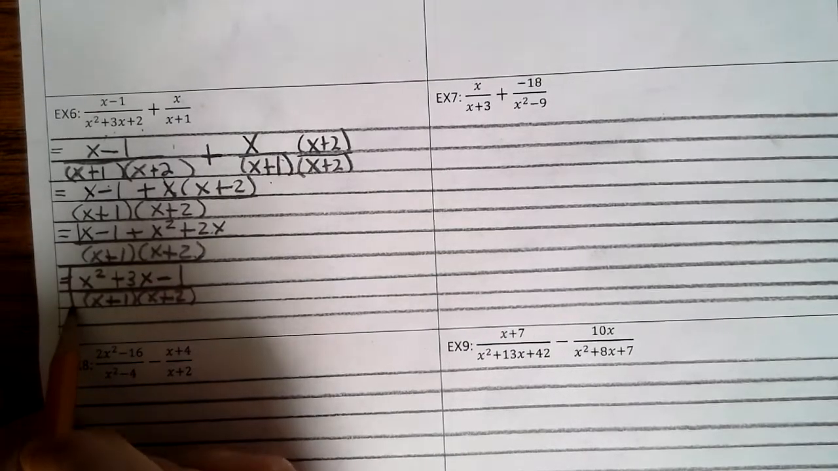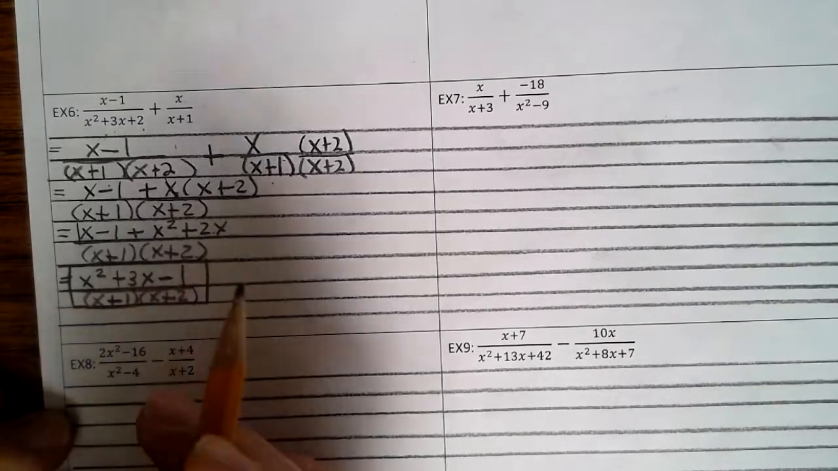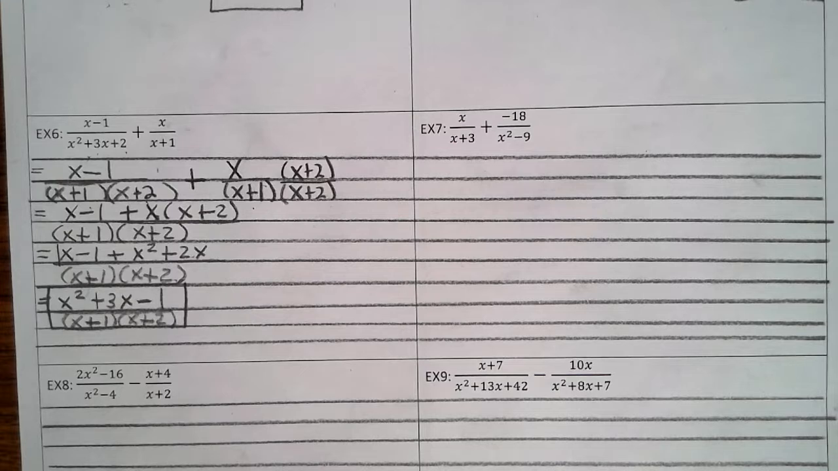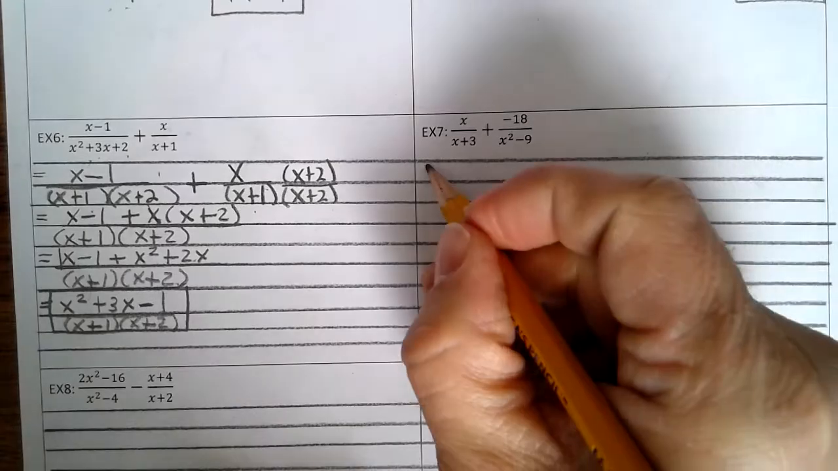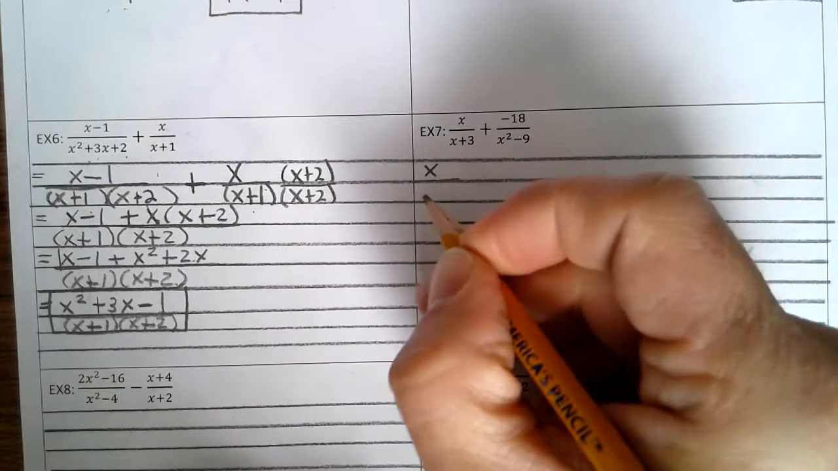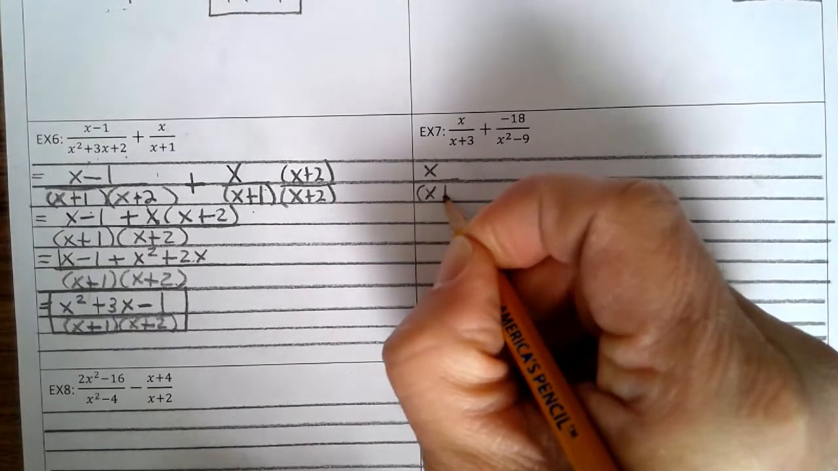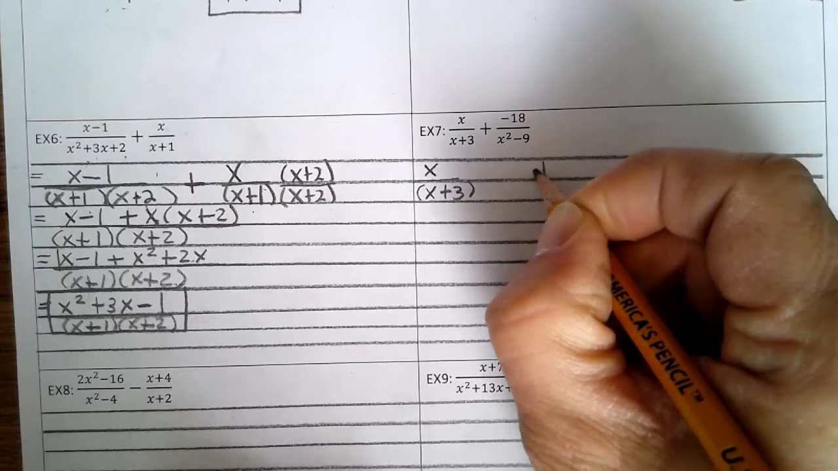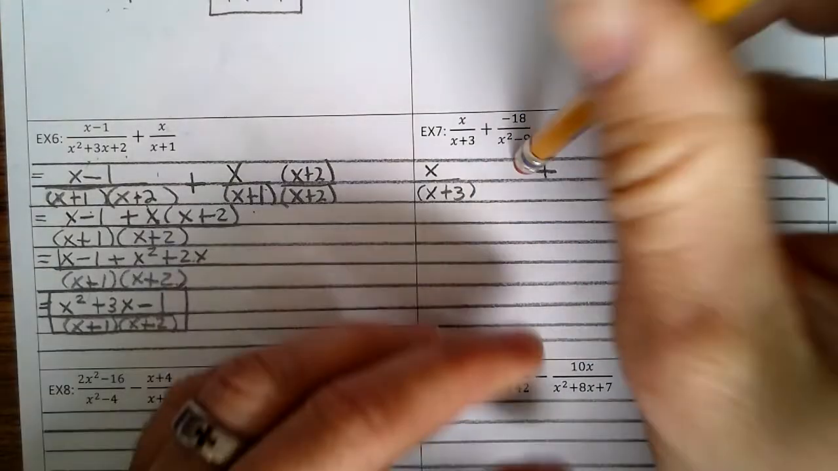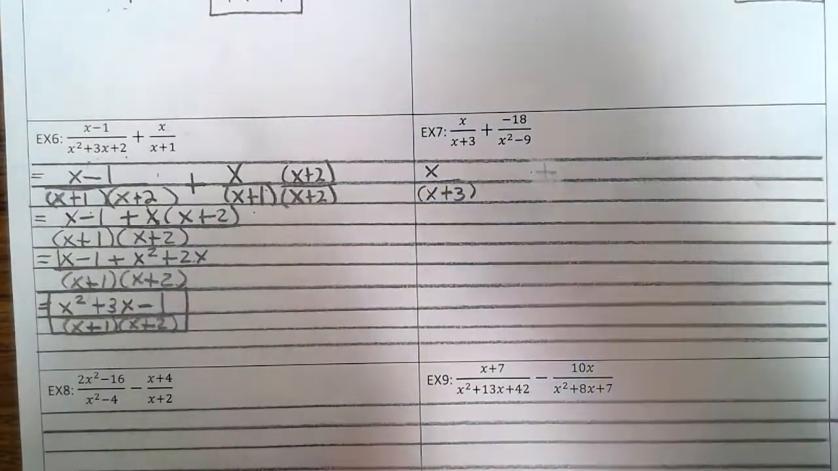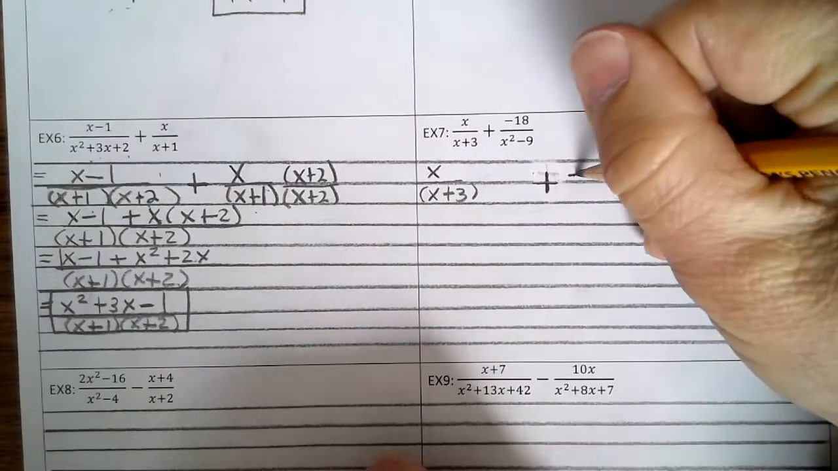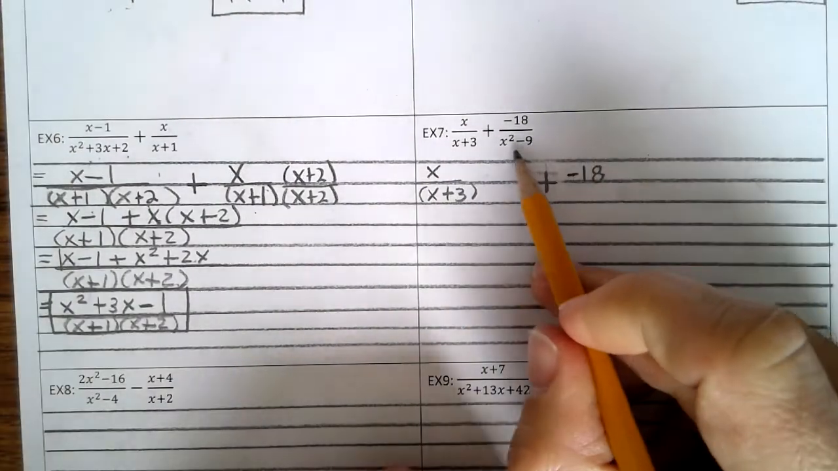Okay, let's take a look at example 7. So here we have x divided by x plus 3 plus, that's weird to put it right there, plus -18 over something. And now here we need to factor this. Well, this is easy because it's the difference of squares, so it's x plus 3 times x minus 3.